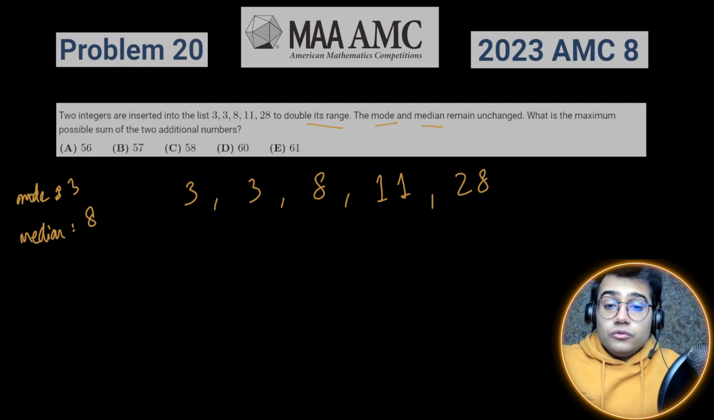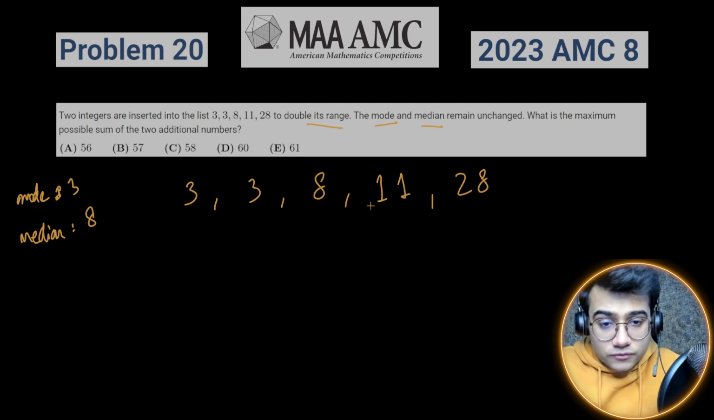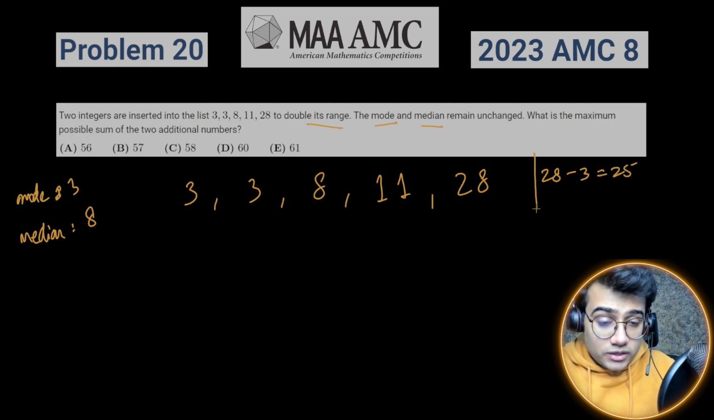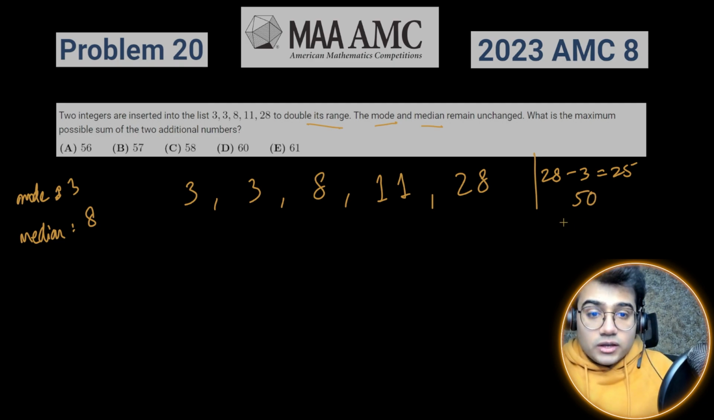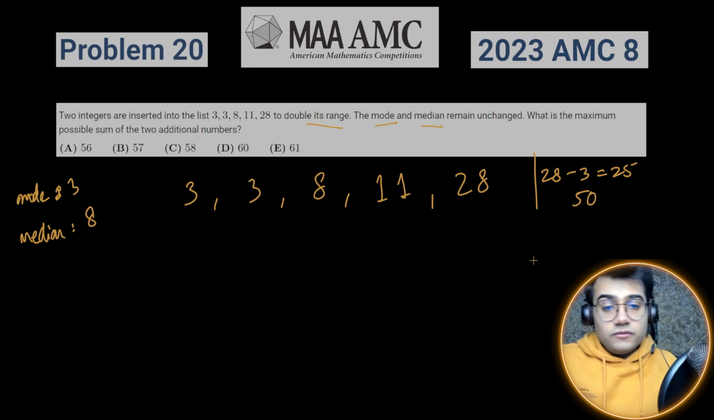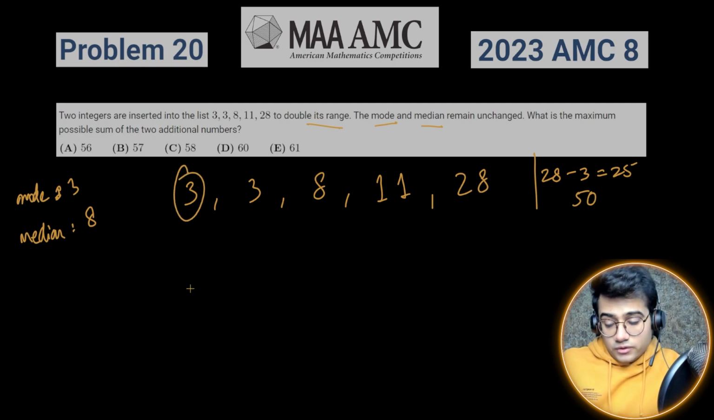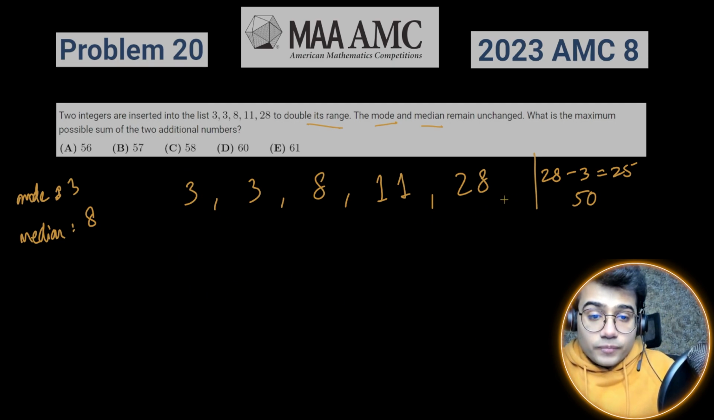Okay, so first off, let's see what the range of this list is right now. So it's going to be 28 minus 3, which is 25. That's the range right now, and they want to double the range, so they want the range to be 50. Now, how do we make it 50? Well, it can be 50 if you do 53 minus 3, because the smallest number is going to be 3. So one of the numbers is going to be 53, of course, so that the range doubles.